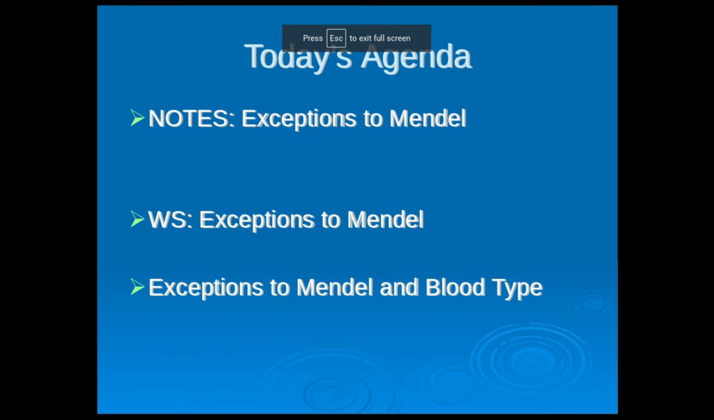Good morning. Today we'll be looking at exceptions to Mendel. All right, so if you remember, Mendel always had a dominant and recessive. Today we're going to look at what happens when you have two dominants, really, that get together. Okay?